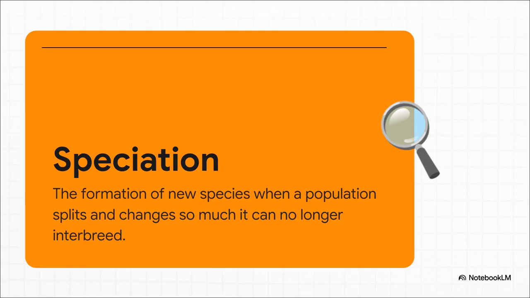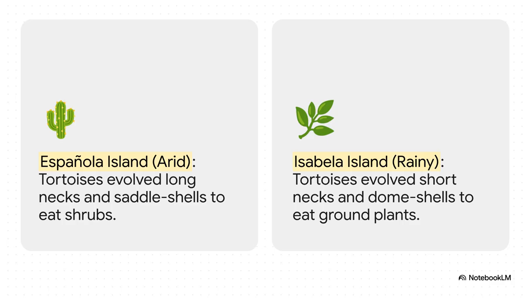It can happen if a single population gets split into two, maybe by a new mountain range or an ocean. Now you have two groups, and they start evolving completely independently. Each group's typos are getting edited by their own unique environments. And the famous Galapagos tortoises, they're the perfect example of this.